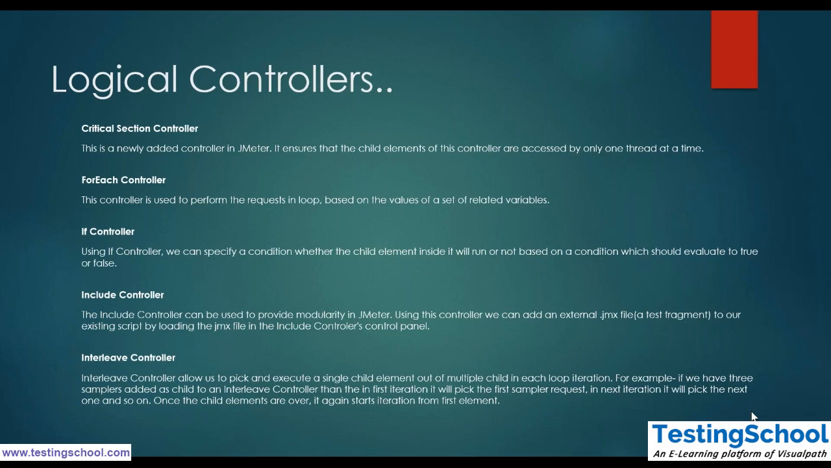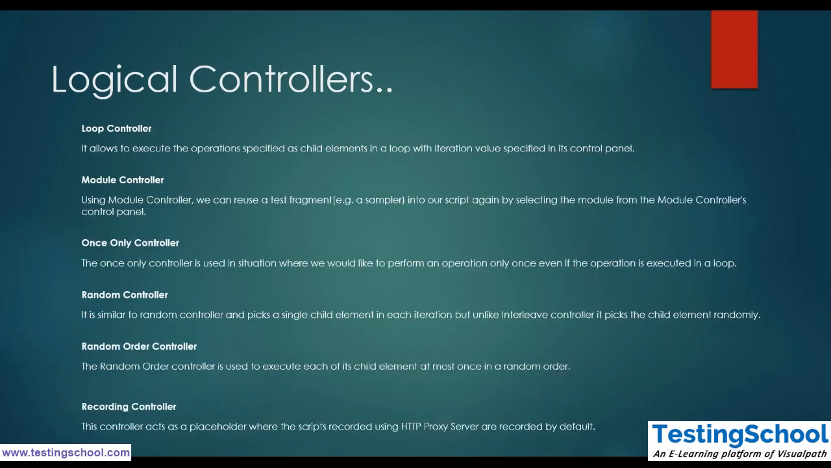Next is loop controller. If you want to execute a particular section multiple times, not the whole thread, then you need to make sure that those requests are under loop controller. Module controller is basically used for reusing a particular section which you have already developed in some different script. Once only controller is used in situations where you would like to perform an operation only once, even when multiple iterations are going on.